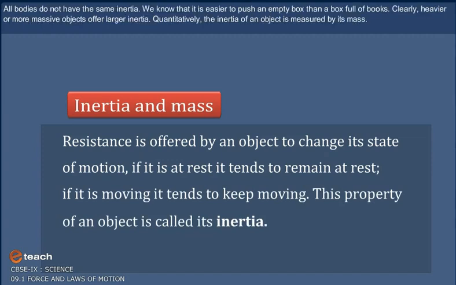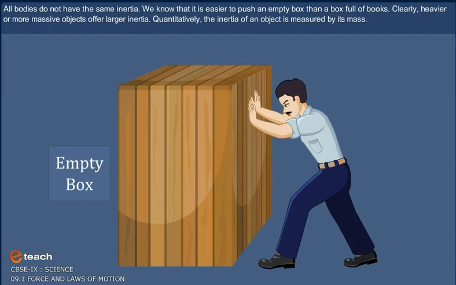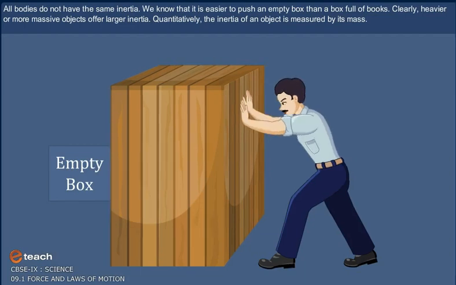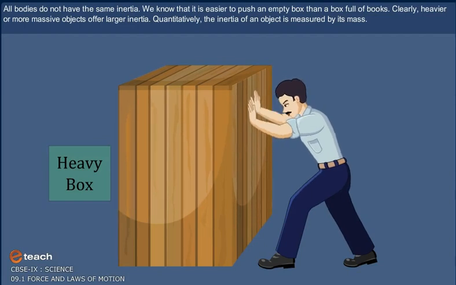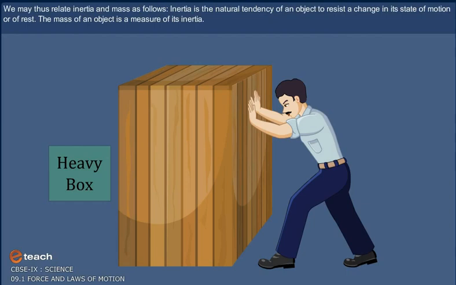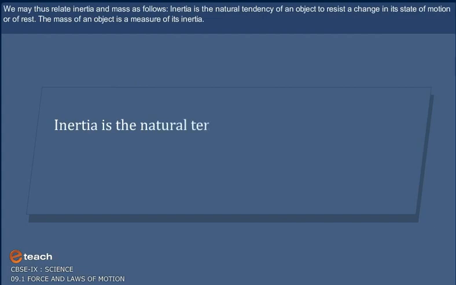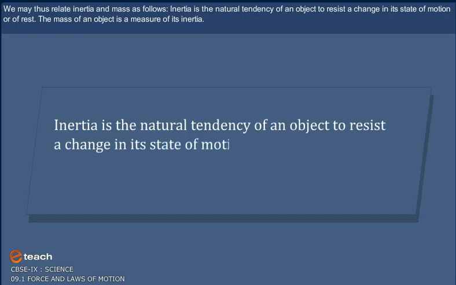All bodies do not have the same inertia. We know that it's easier to push an empty box than a box full of books. Clearly, heavier or more massive objects offer larger inertia. Quantitatively, the inertia of an object is measured by its mass. We may thus relate inertia and mass as follows. Inertia is the natural tendency of an object to resist a change in its state of motion or of rest. The mass of an object is a measure of its inertia.